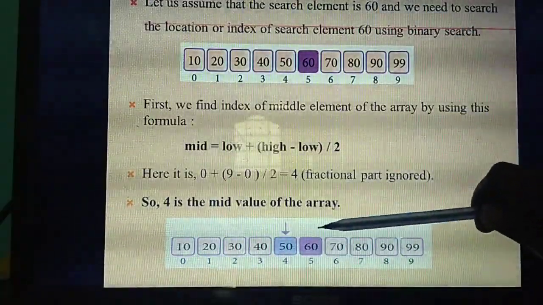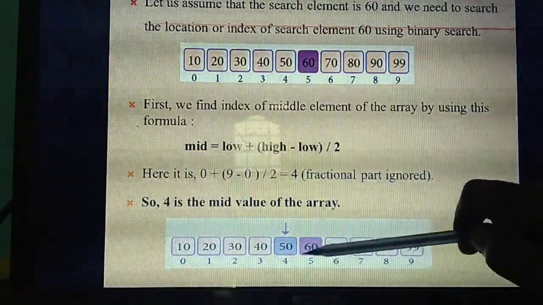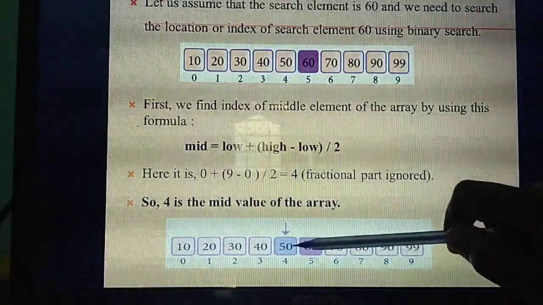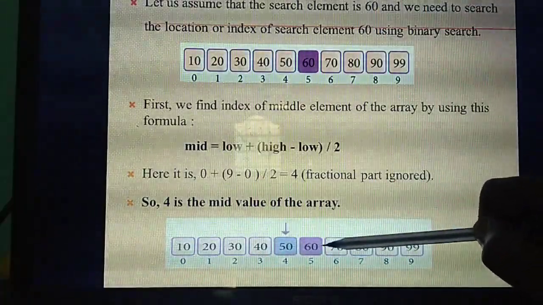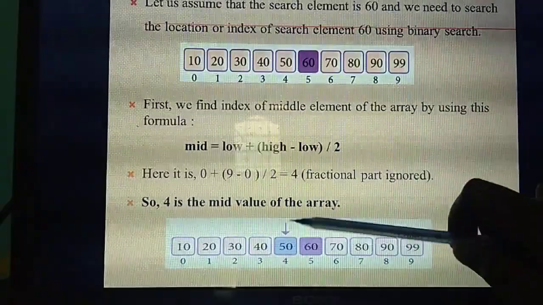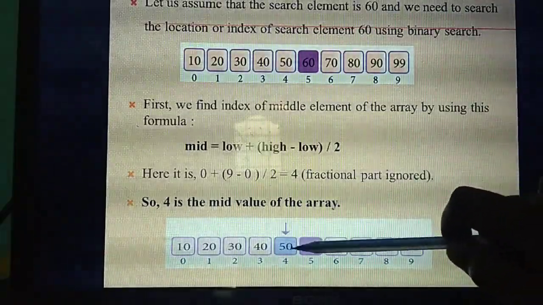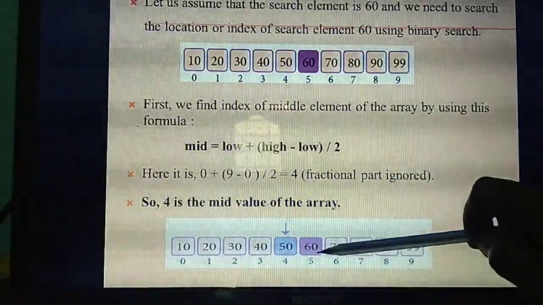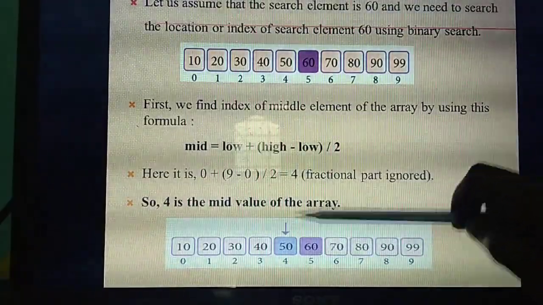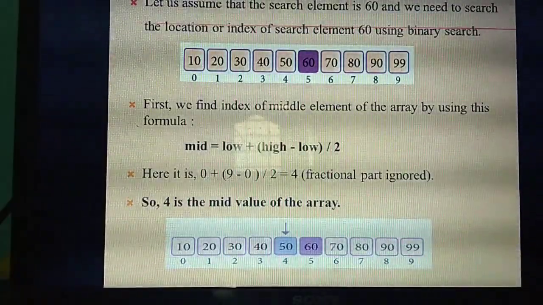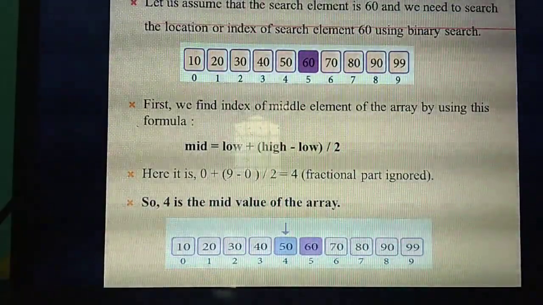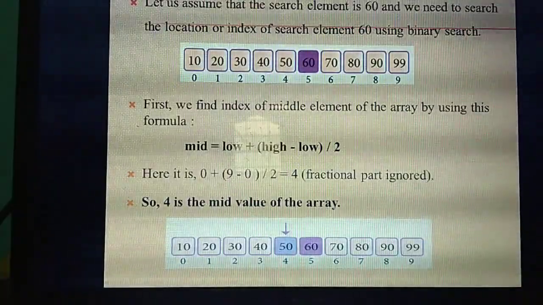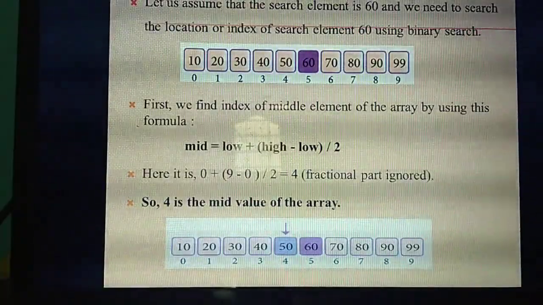Don't get confused. You will get the answer as 4. What's the value present at index 4? 50. So what's the search element? 60. Is 60 greater or smaller? The search element is greater than this middle value. Understand? If it is greater, which side does the search need to go to, right side or left side? Right side.